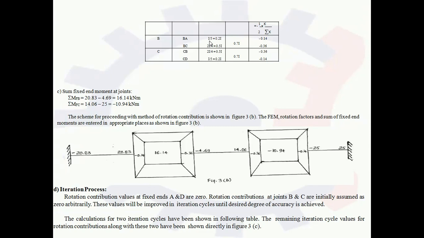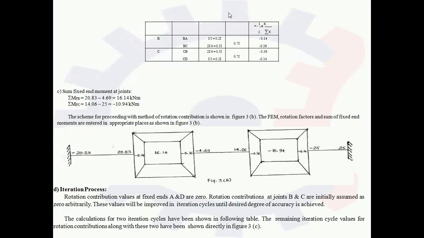So for B to A, if you are looking towards A, then A is the far end, and in this case the A support is the fixed one. So the BA relative stiffness is I by L. The value of I is 1 and the value of L is 5, so it is I by 5. We are getting it as 0.2I.